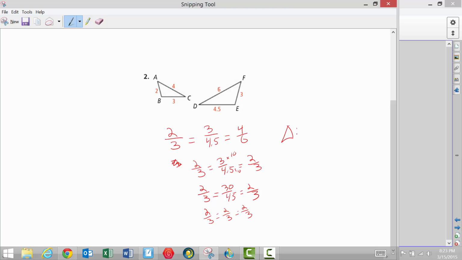Therefore, I do have triangle ABC similar to triangle. Well, angle A gets compared to angle F, B gets compared to angle E, and then here is D, by side. So remember, this one's a little tricky because you actually have to change the look of 3 divided by 4.5. So remember, ratios, try not to have decimals in your ratio. So how do I get rid of my decimal? I multiply by 10, which moves the decimal over one space to the right.